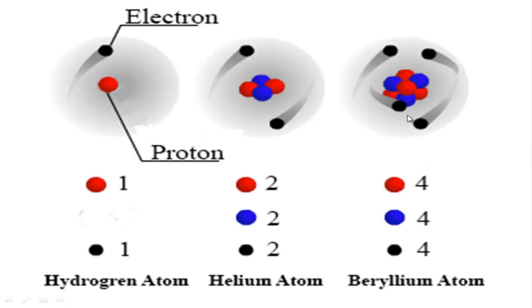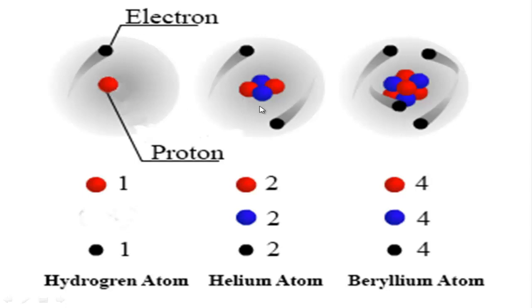So from this picture, what is our point which I want to say will be clear. Follow here. In every atom the number of electrons and protons is the same. Follow here. In hydrogen, 1 electron, 1 proton.